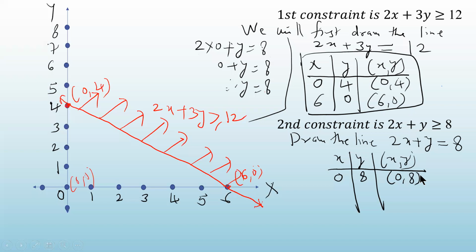Now to find another point, put y equal to 0. Can you tell me what is the value of x when you put y equal to 0? Write in the chat box. Let me see who can give me the value. When you put y equal to 0, what will be the value of x?